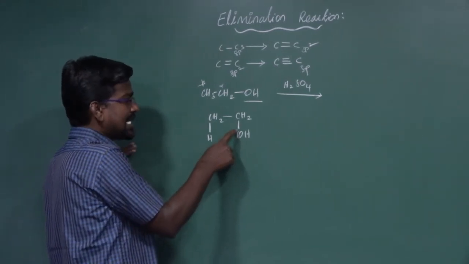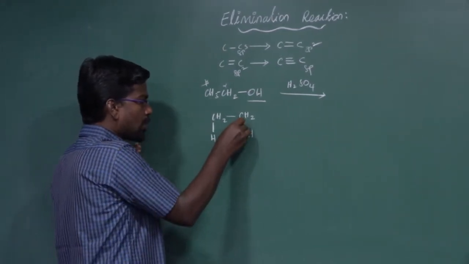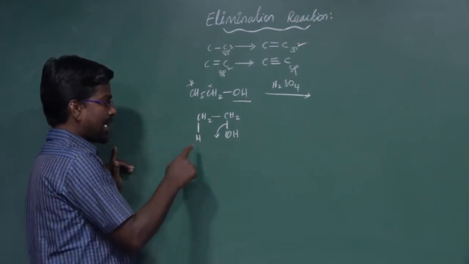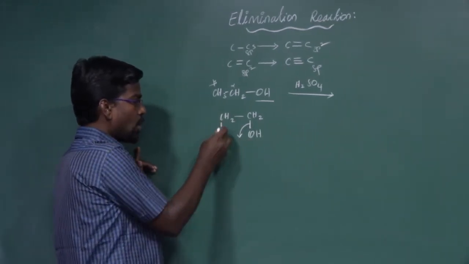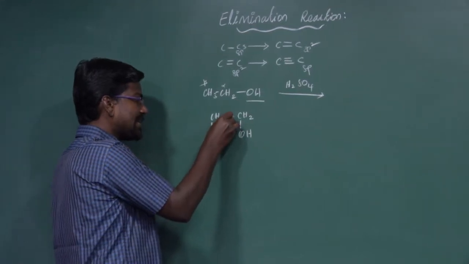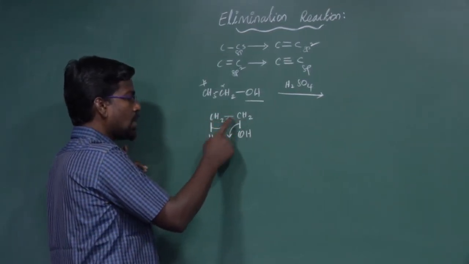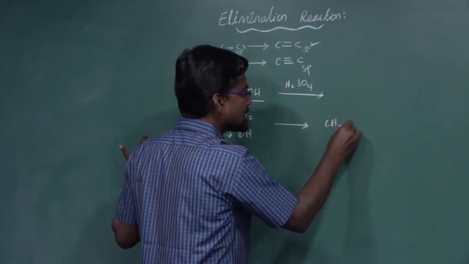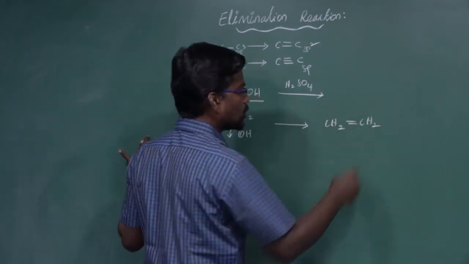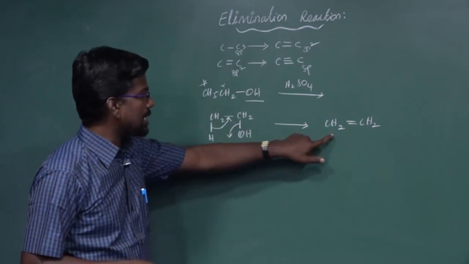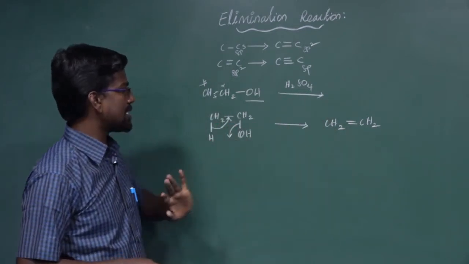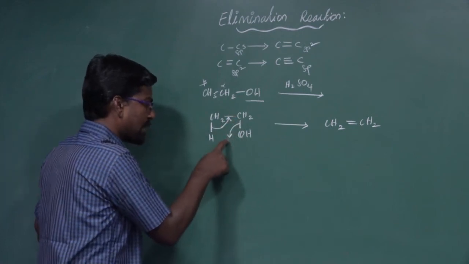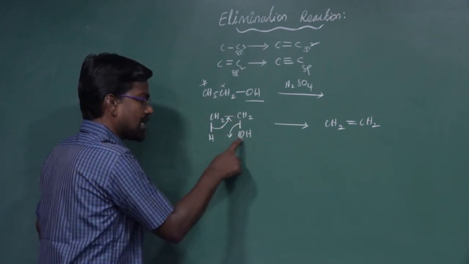The carbon-oxygen bond breaks, and the electron pair moves toward the hydrogen and oxygen. The carbon-hydrogen bond breaks, and the electron pair moves between the two carbons, so a new carbon-carbon bond is created: CH2=CH2. The carbon-oxygen bond breaks, and the electrons move between the hydrogen and the OH group.